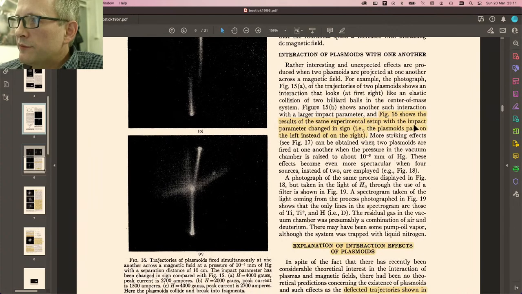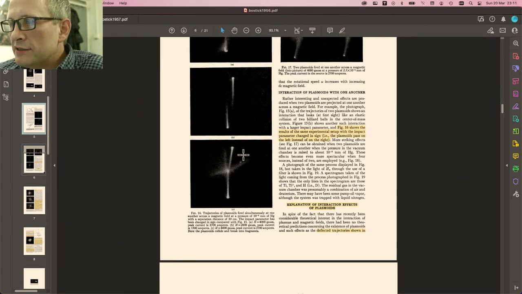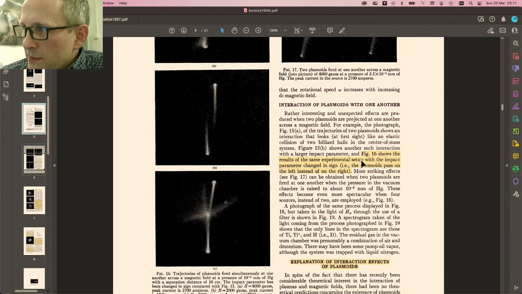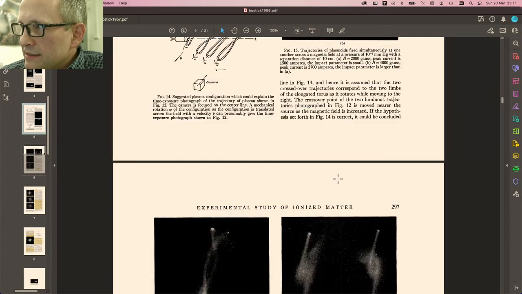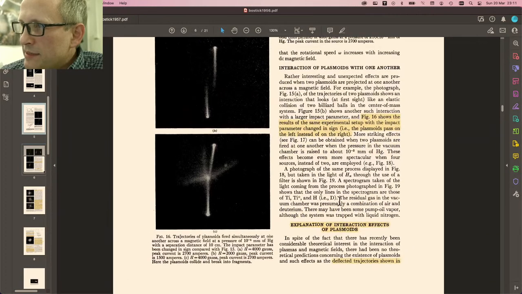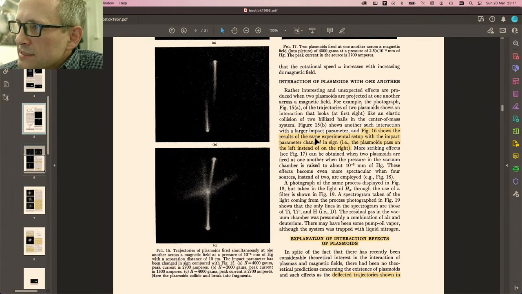Okay, so in this one, figure 16, which is probably not on this page because, yes, it is, figure 16 here, shows the result of the same experiment with the impact parameter change. So different from this, they've changed the impact parameter. Maybe they've rotated one of the positive and negative on the launcher. And so it shows the result of the same experiment set up with the impact parameter changed in sign, i.e. the plasmoids pass on the left side and the right side.